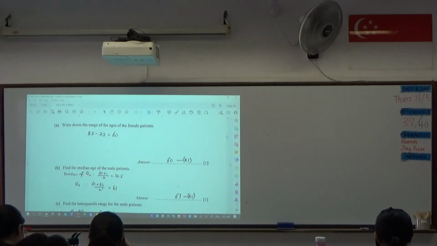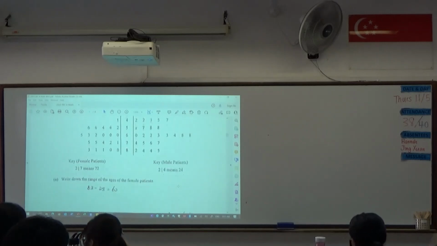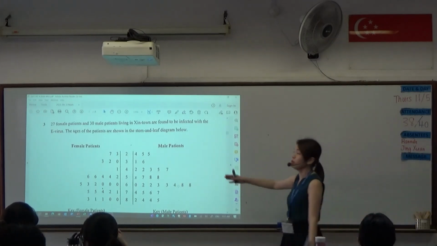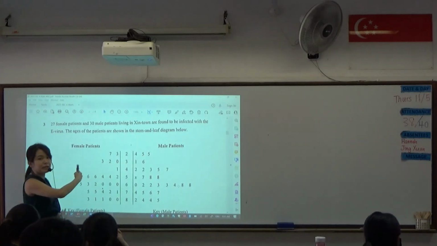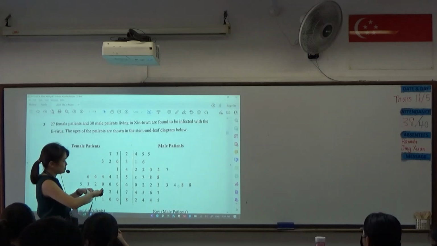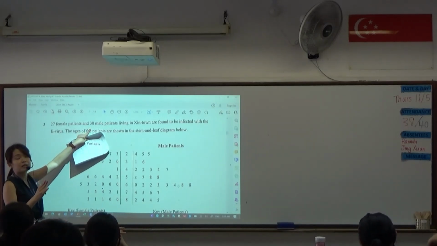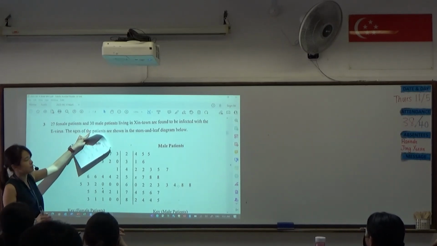Then part B, to find the median age of the male patients. For male patients, there are actually 30 people. If I line them up in increasing order, starting from 24, 25, I have to read from left to right. Because this is an even number, I need to find the middle two, and that is the 15th position and the 16th position.